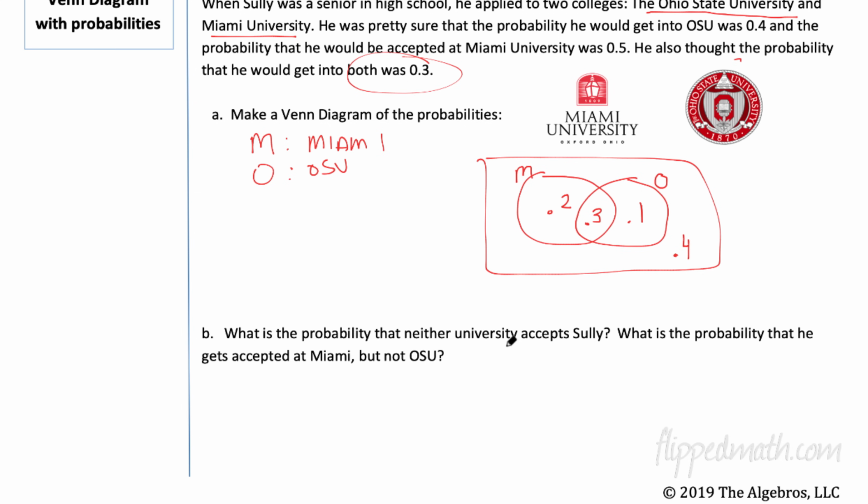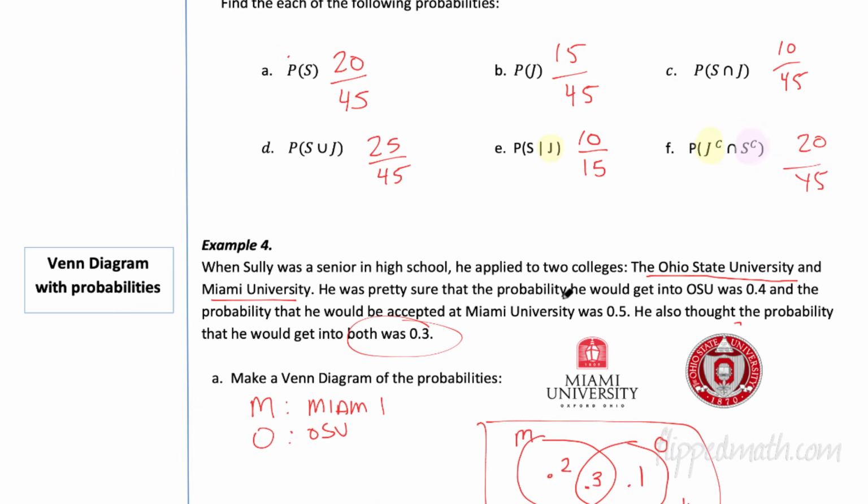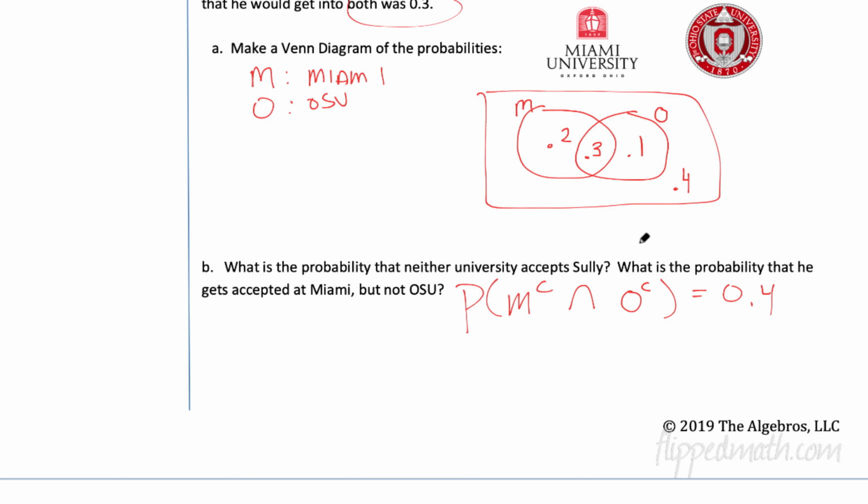So what is the probability that neither university accepts Sully? Let me write this out: the probability that he does not get into Miami and he does not get into Ohio State is 0.4. Boom, and we're done with that one. So notice the difference. This one has counts, this one has probabilities. They both work the same way.